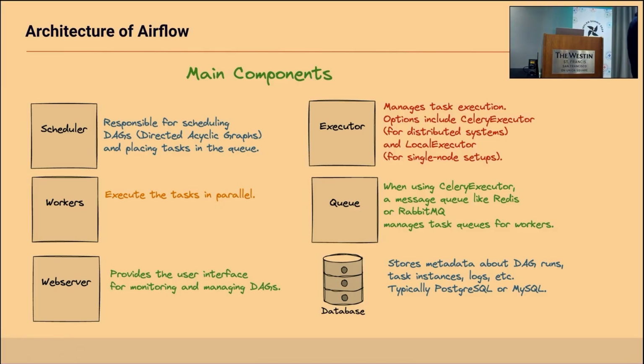And when you are using Celery executor, which will be the case most of the time in a production environment, you use a queue like Redis or RabbitMQ for managing the queues for these workers. Finally, the web server provides the interface for monitoring and managing DAGs. And lastly, a metadatabase, storing your metadata about what DAG is running, task instances, logs, etc. Typically the solution here is Postgres or MySQL or SQLite.